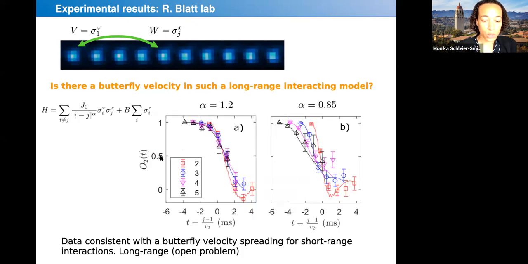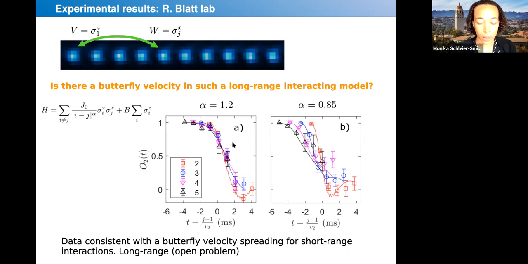Okay, one other thing they can do with this is actually ask the question, is there some sort of characteristic velocity, like a front that's spreading at some velocity, that describes how long it takes for the perturbation to get from site 1 to site j. If they plot this decay as a function of time minus distance over velocity, these curves collapse onto each other.